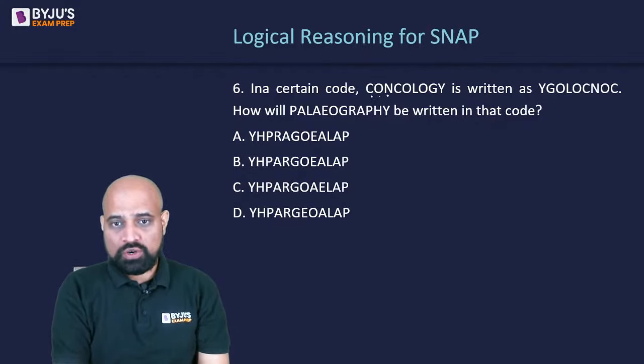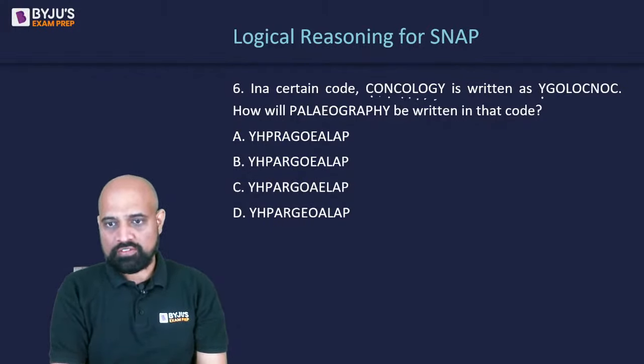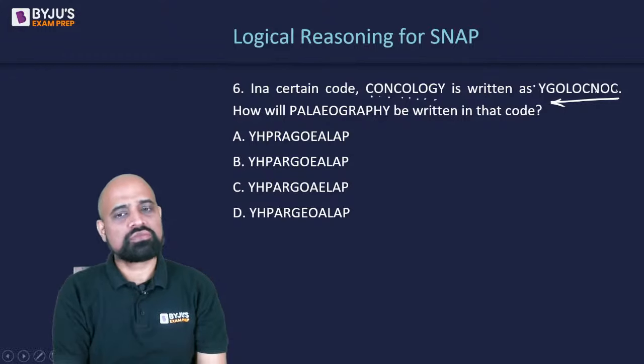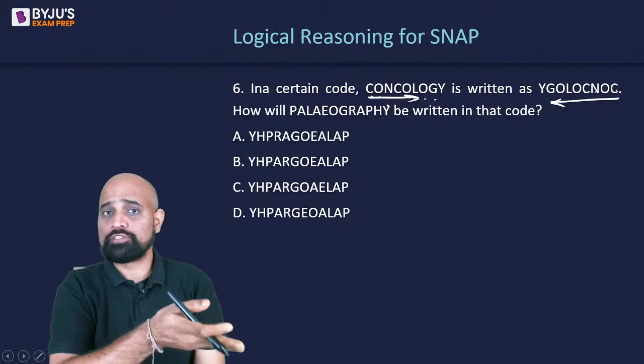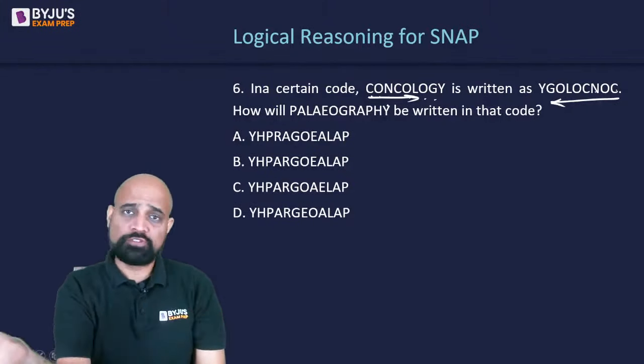So we have CONCHOLOGY, we have YGOLOHCNOC, so it's just the reverse, right? Conchology, just reversed. So whatever you pronounce or you read from left to right, the sequence of the letters will be exactly the same when you read it from right to left. So we also need to just do the opposite for this.